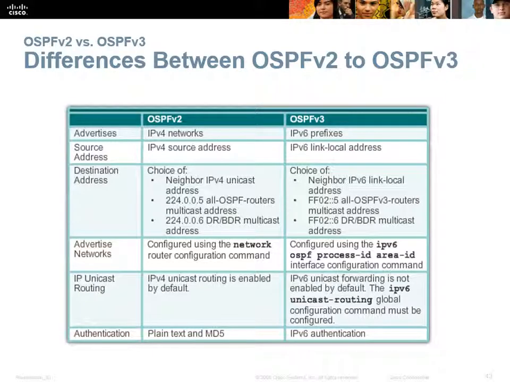What are the differences? OSPFv3 uses the IPv6 prefix and link-local address. And instead of just advertising networks with the network command, you use the IPv6 OSPF process ID and area ID. Where you had the autonomous system number in EIGRP, the 10 was relating to our process ID. The area is the locality of where that interface is, what area it's in. Okay?